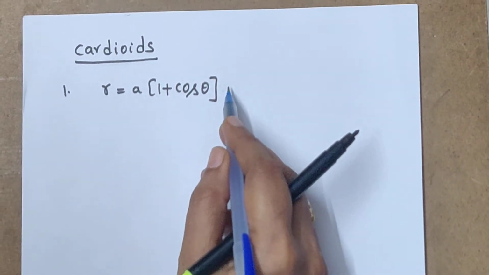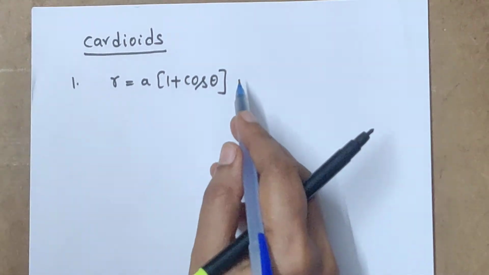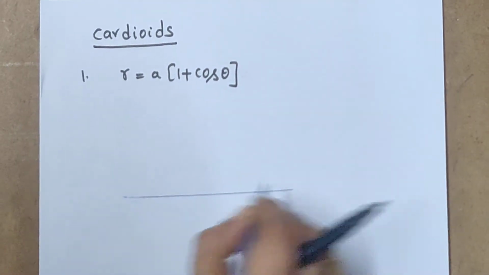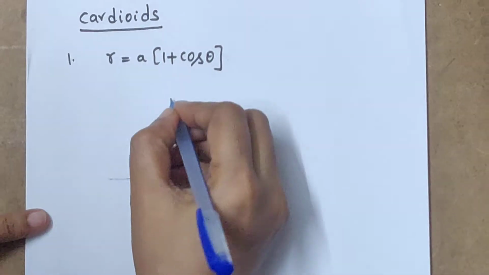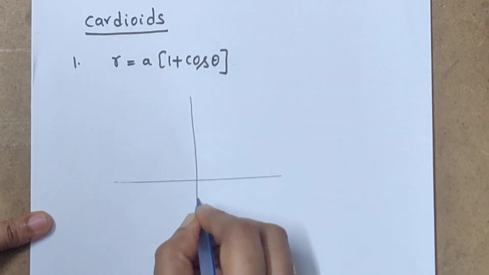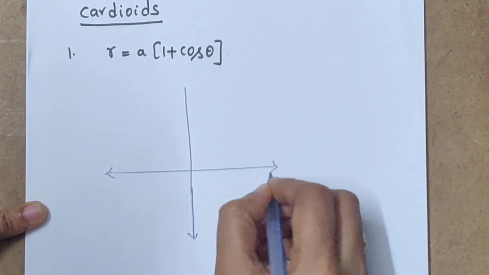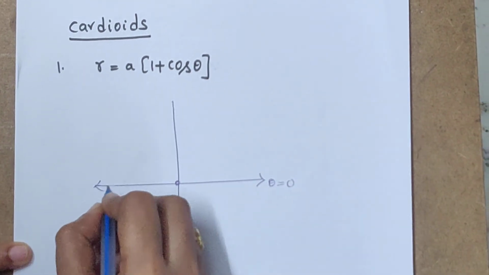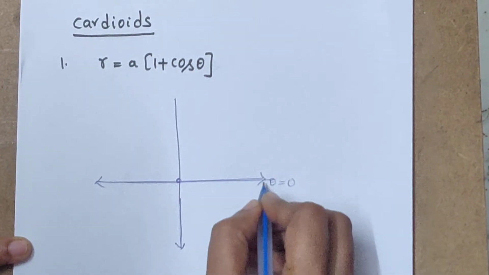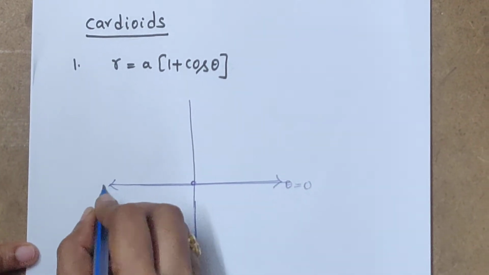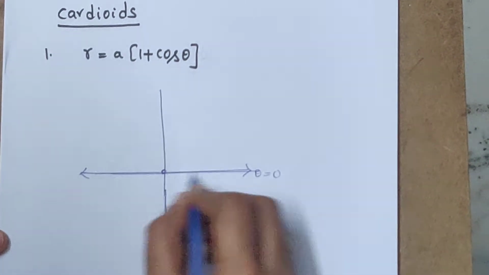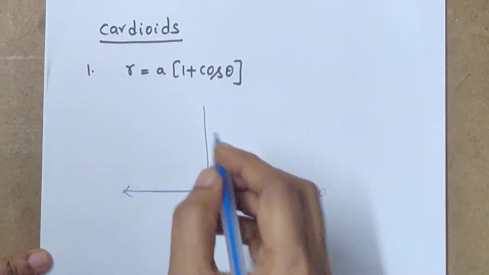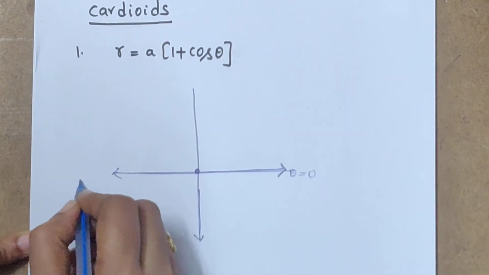To trace this curve, tracing the curve means drawing the curve, we have to take the polar plane. Polar plane means same as the Cartesian plane, but here we call the x-axis the initial line. In the Cartesian plane, we call this the x-axis, and in the polar plane we call this the initial line. The positive x-axis we call theta 0 and the negative x-axis theta equal to pi.